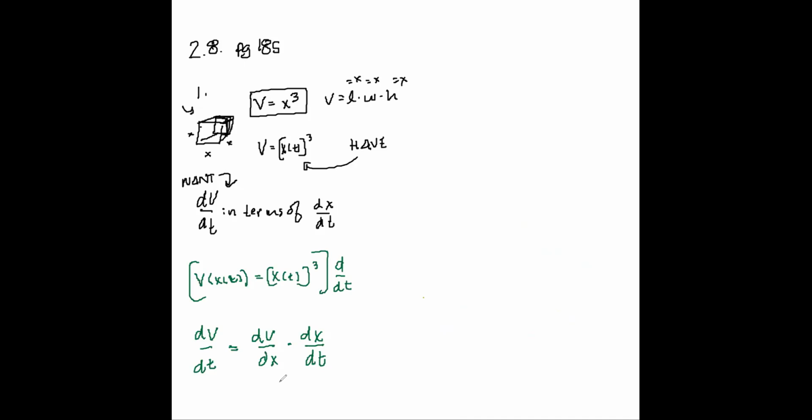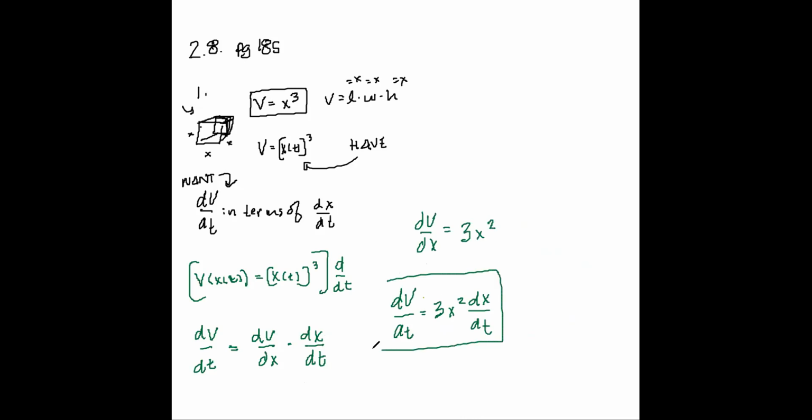Now, as established earlier, dv dx is equal to 3x squared, and dx dt is equal to dx dt. So dv dt is equal to 3x squared dx dt. And that is our equation here. That's all we needed to do with this problem, because all they wanted us to do was write dv dt in terms of dx dt.